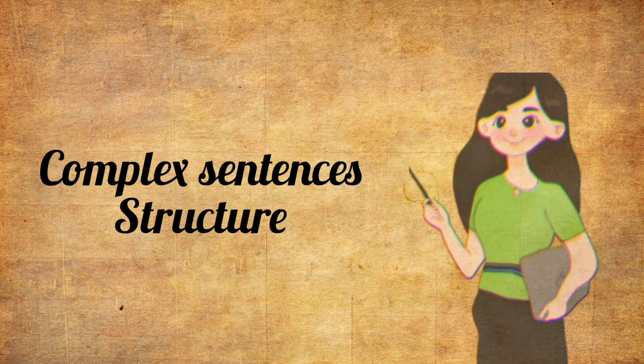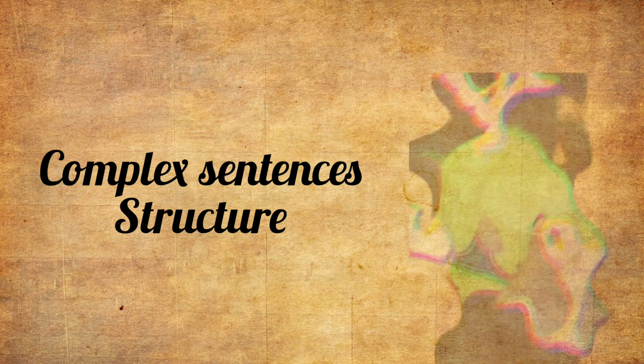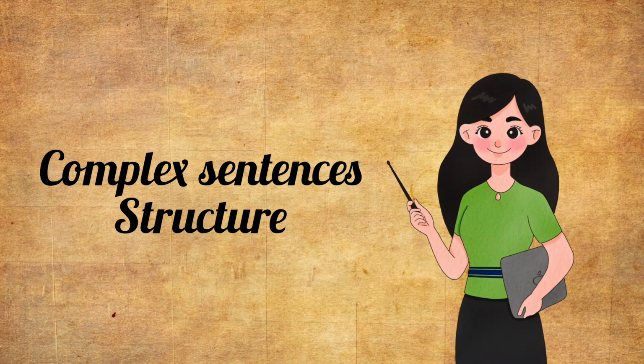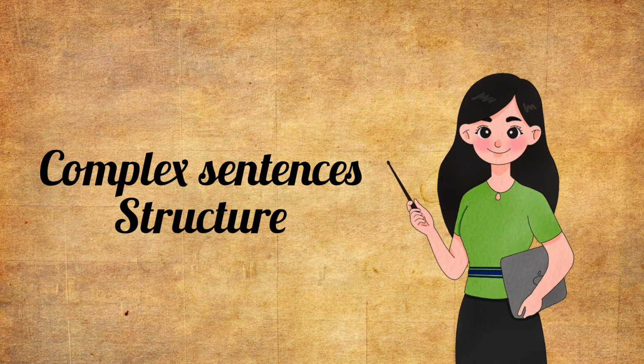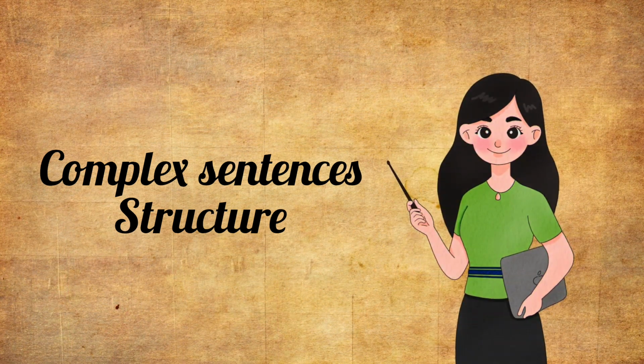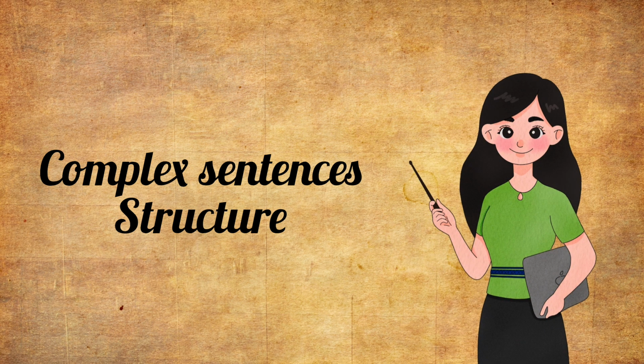Complex sentence structure. Now that we know what subordinating conjunctions are, let's learn how to structure a complex sentence. A complex sentence has one independent clause and one or more dependent clauses. Here are two ways to structure it.